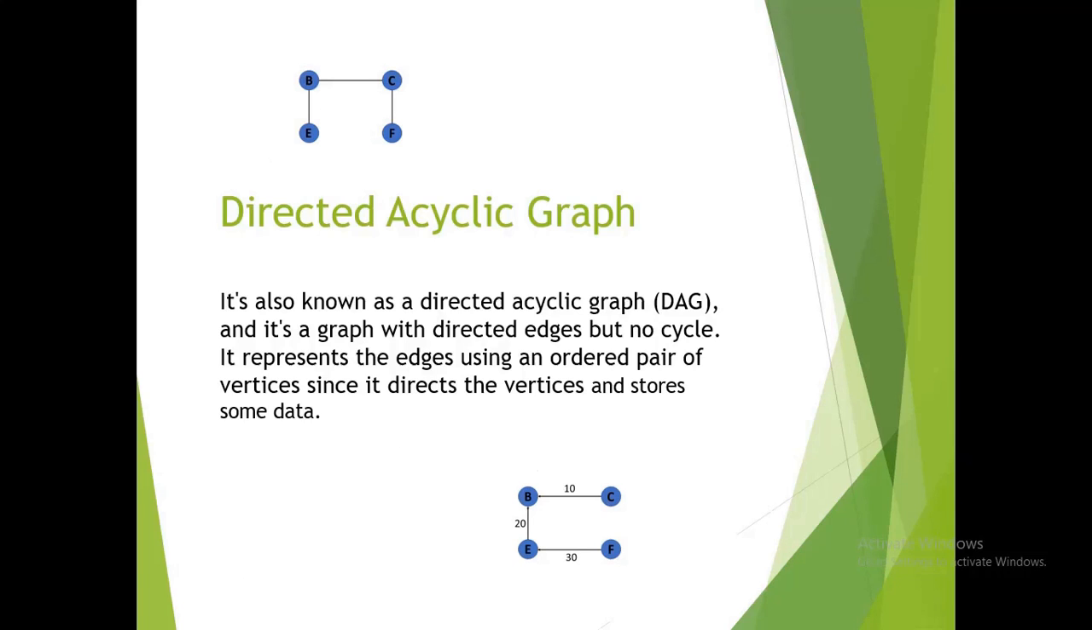Directed acyclic graph. It is also known as a DAG, and it is a graph with directed edges but no cycles. It represents the edges using an ordered pair of vertices. It directs the vertices and stores the same data.